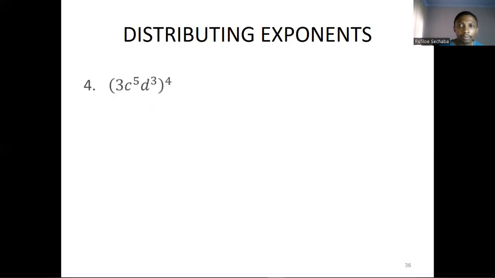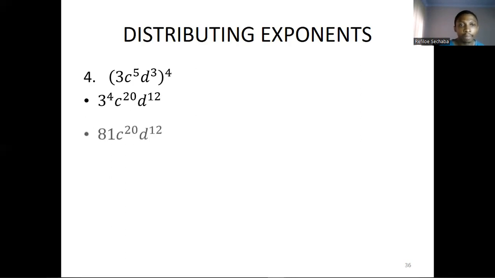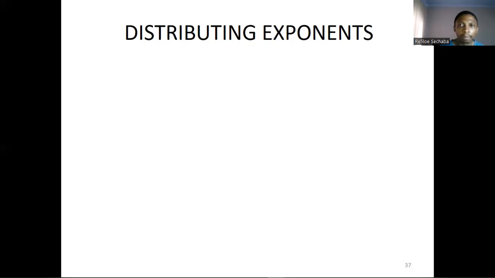Okay, the next one. 3 to the exponent of 4 times c to the exponent of 20 times d to the exponent of 12, correct? Note that 3 to the exponent of 4 is simply 81. Let's go to the next one. r to the exponent of 15 times x to the exponent of 3 times t to the exponent of 6. That is correct.